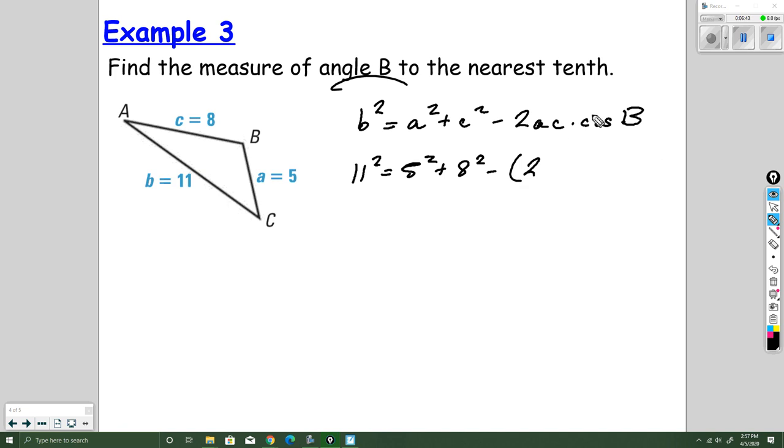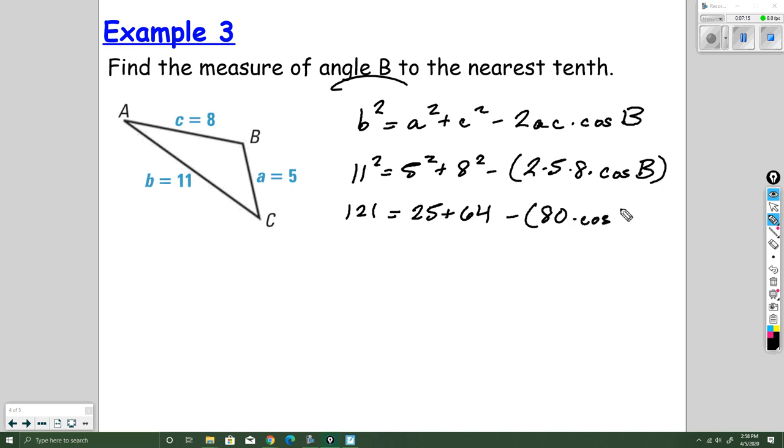Now, once again, I'm going to write parentheses around this: 2 times 5 times 8 times cosine of angle B. I'm just going to keep those parentheses there for the time being. So we have 11 squared, which is 121, 5 squared, which is 25, 8 squared, which is 64. And then I'm just going to do 2 times 5 times 8, which is 80, cosine of B.